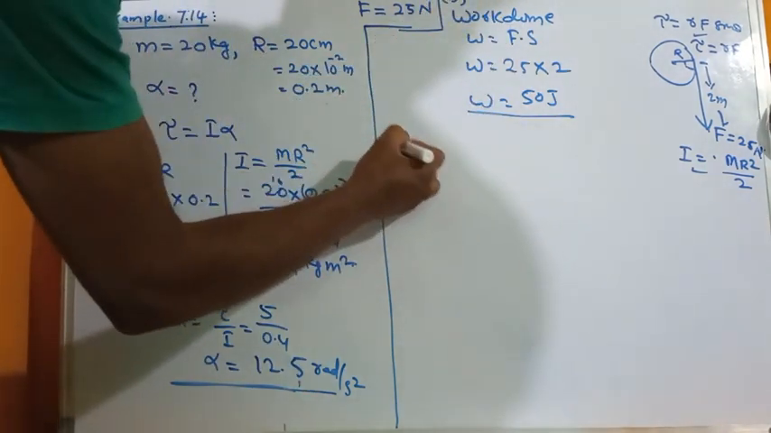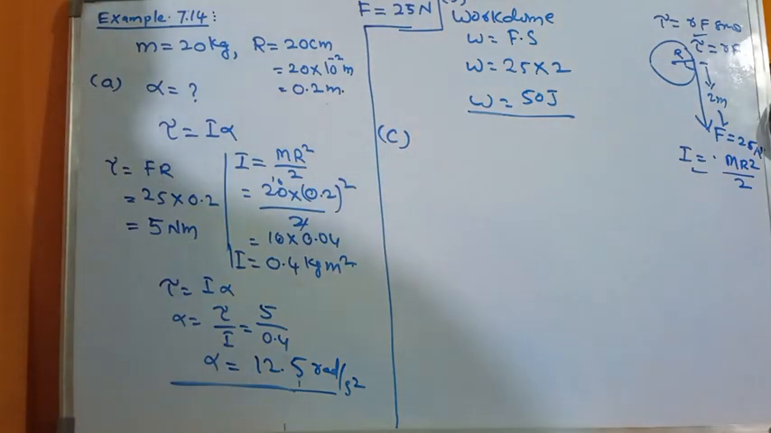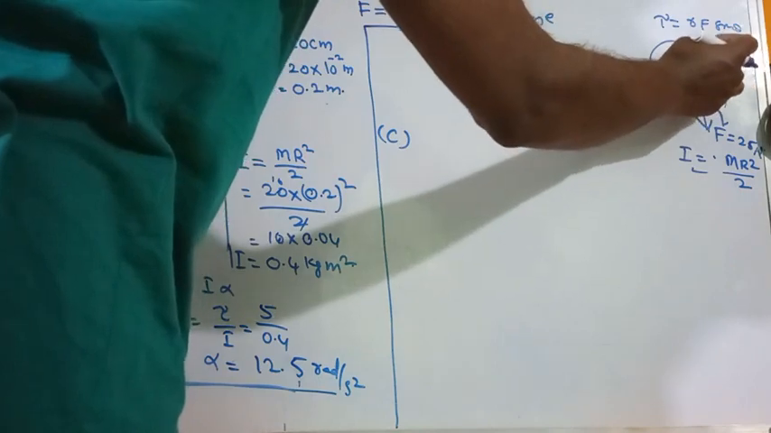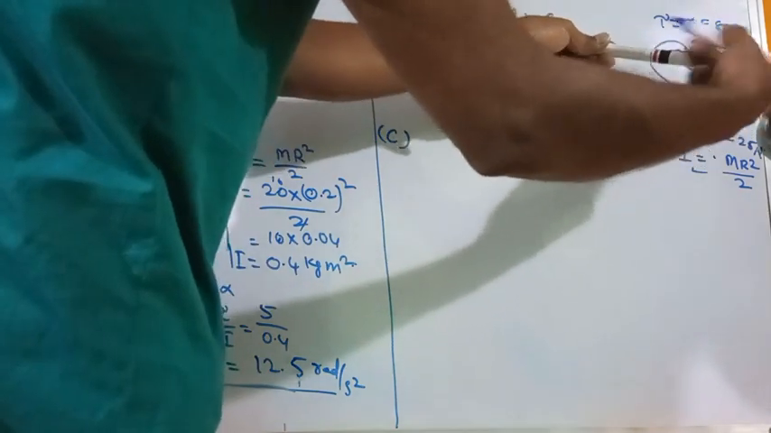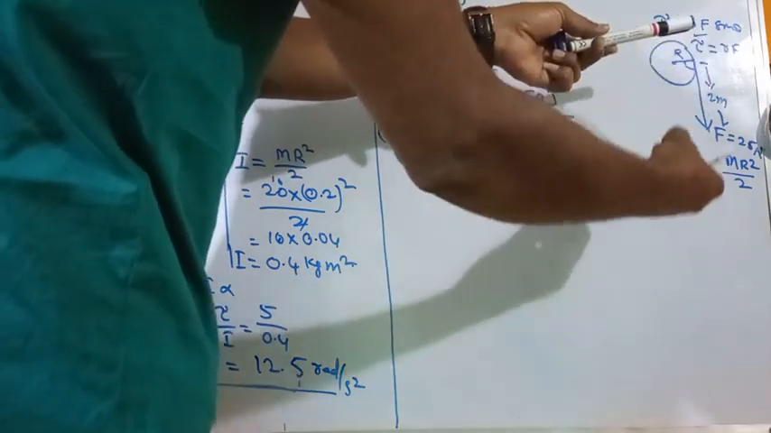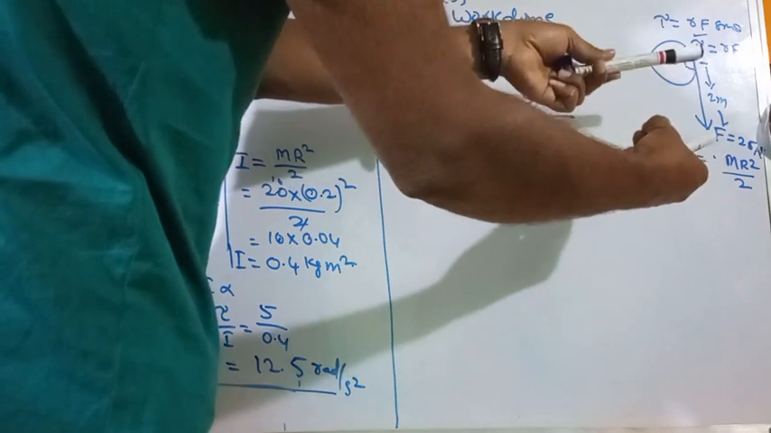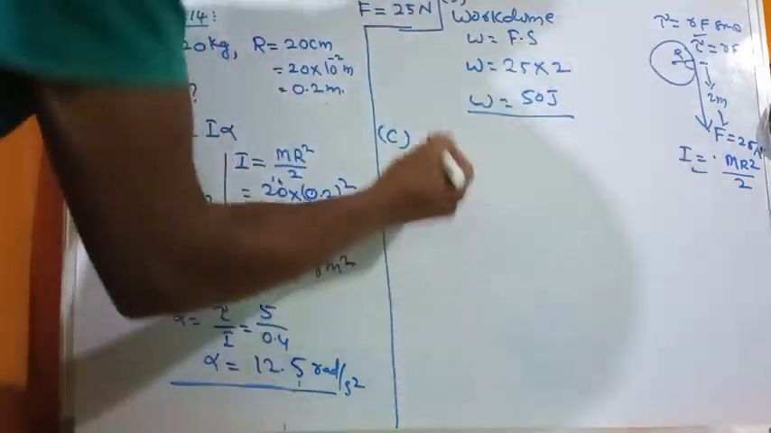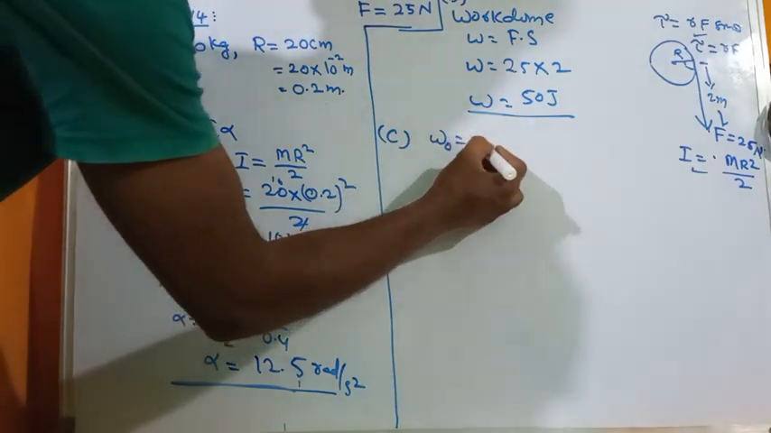And this is question 3. What is question 3 here? Find also the kinetic energy of the wheel at this point. Assume that the wheel starts from rest. Now this wheel started from rest, meaning after rolling the thread, we fix it there and it is at rest, and we push it. Before pushing, it is at rest. So that's why the initial angular velocity is 0.